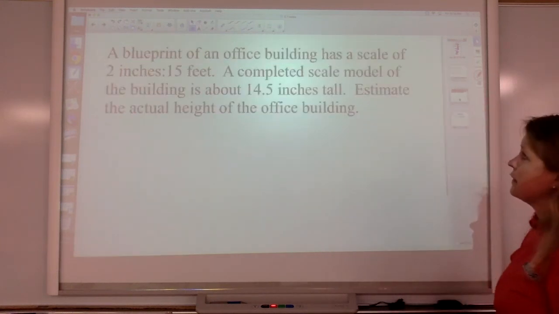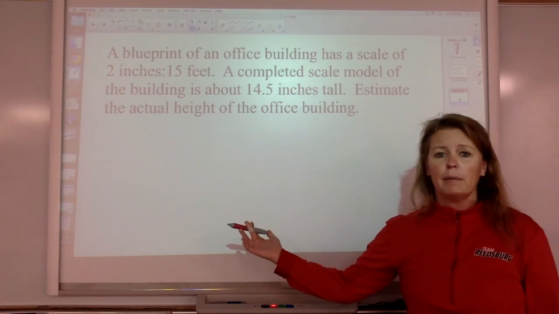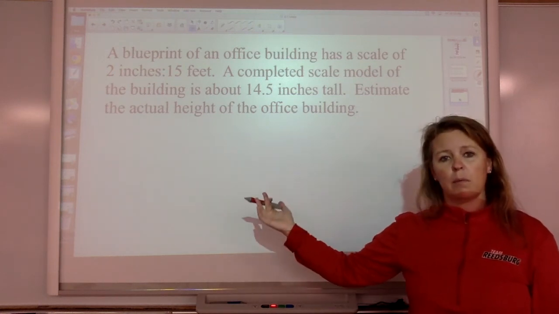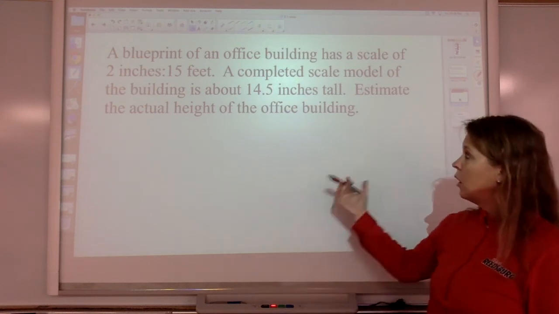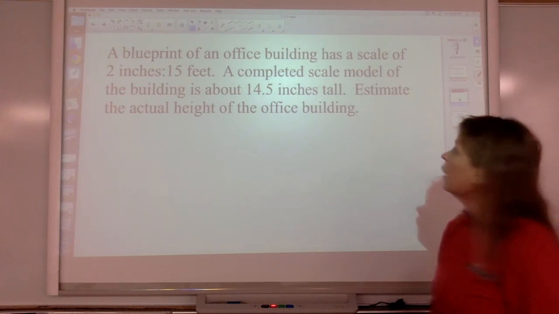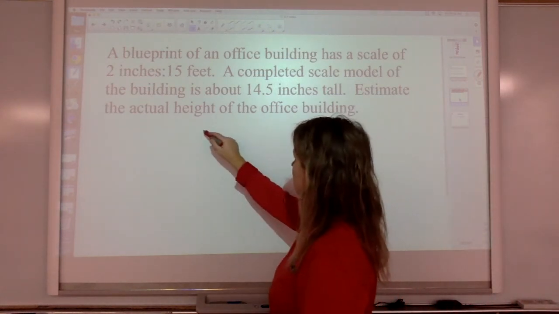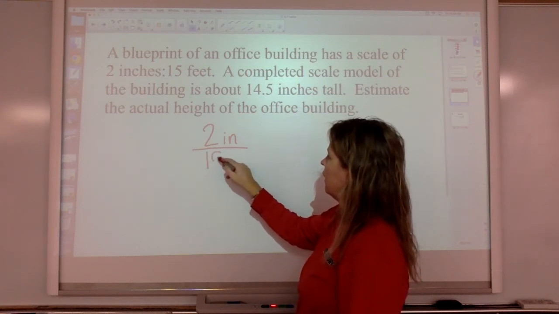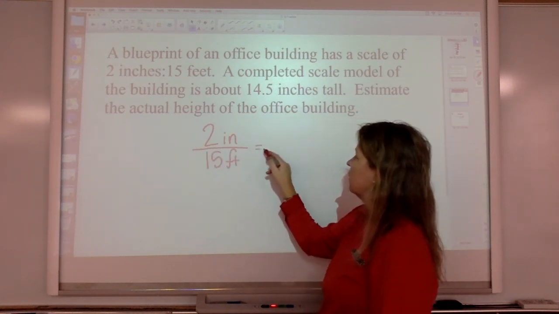Okay, so back to this. Of course, there's a word problem, but the word problem is in direct relation to what we've been working on, and what we've been working on is proportions. So know that because we're working with proportions, that's probably what you're looking for here. It has a scale of 2 inches, every 2 inches, and I'm going to label it so we keep it all in order, for every 15 feet.